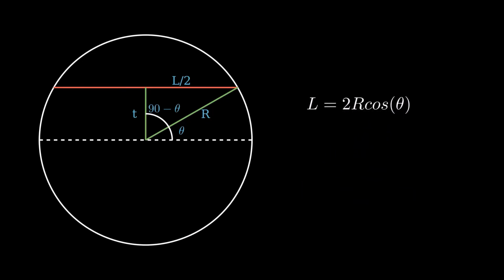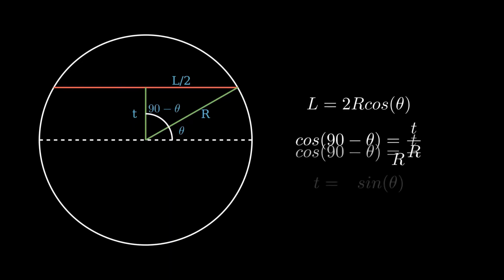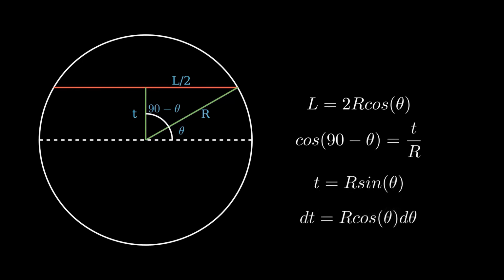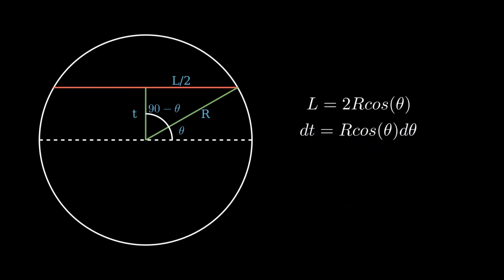Since we are expressing the length in terms of theta, we need to do the same for dt. Since we can see that t equals r sine theta, by differentiating both sides, we get that dt equals r cosine theta d theta. So the integral is now 2r squared cosine squared theta d theta.